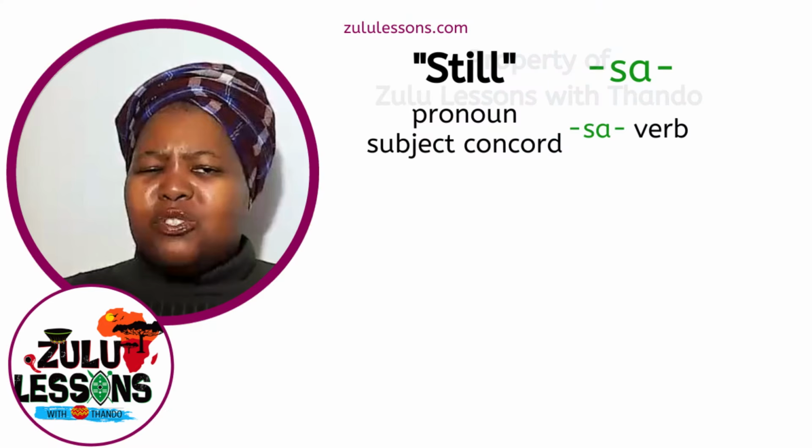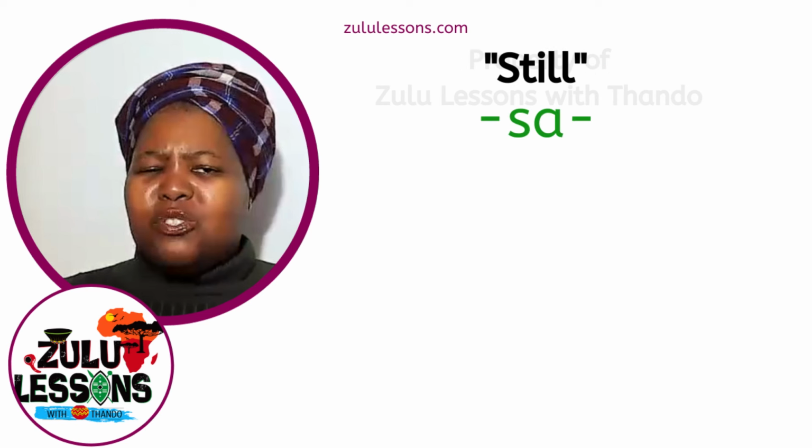Now, our sentence is in the present, which means that our verb will be in its root form, ending with the letter A, as in most of the verbs in isiZulu. But we have a slight change between the pronoun or subject concord and the verb. We have an article, SA, simply sa. Don't pull it too long, just leave it as sa.